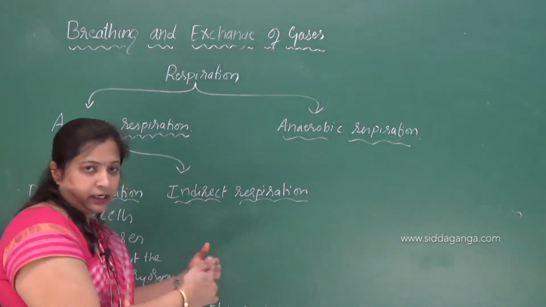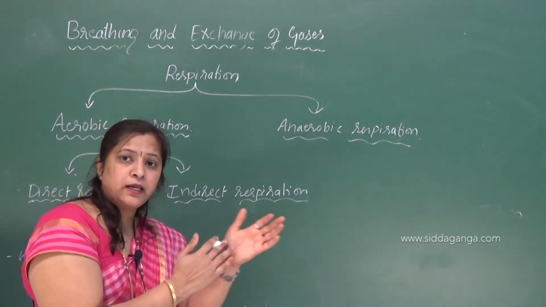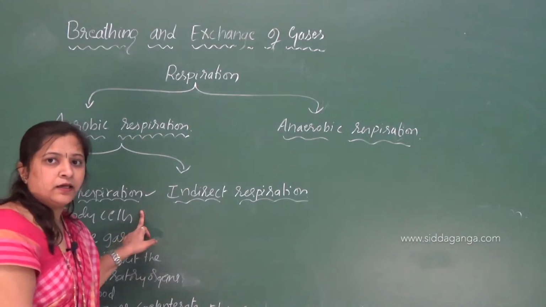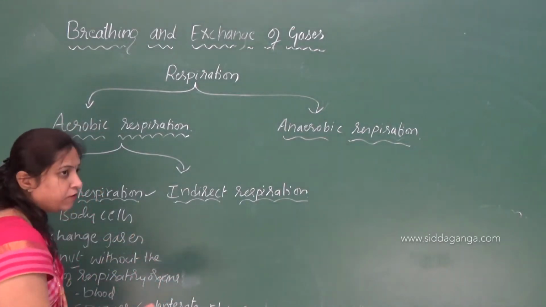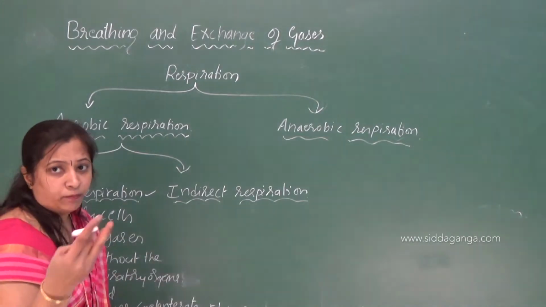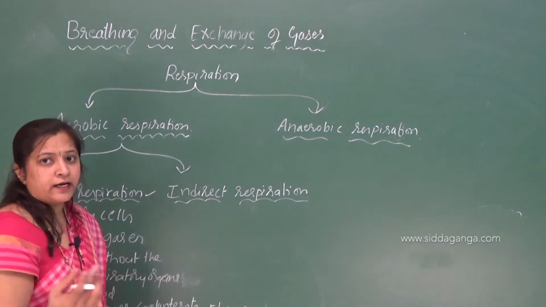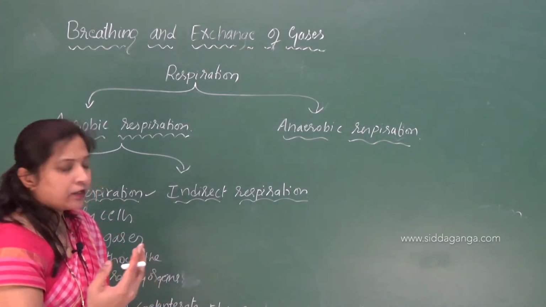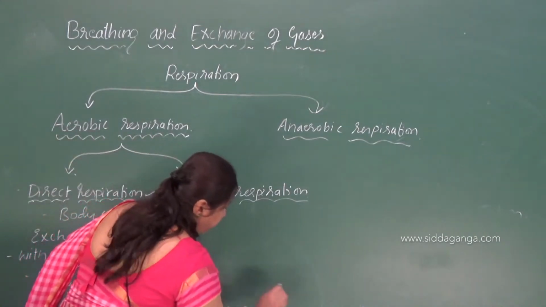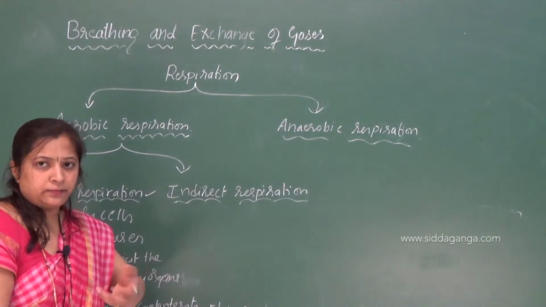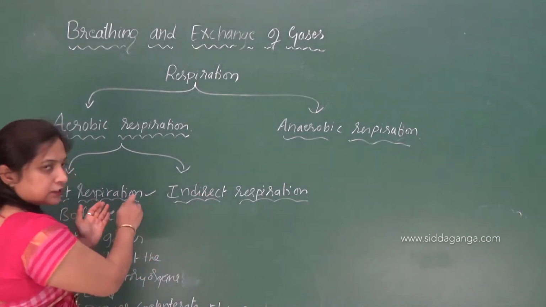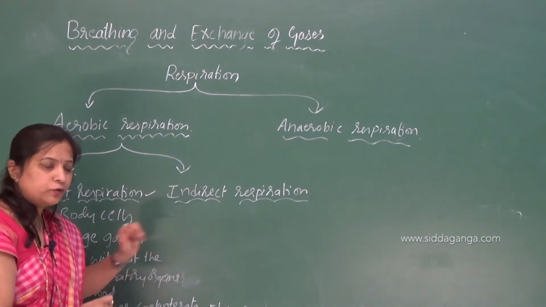As there are no specialized respiratory structures, the exchange of gases occurs directly between the body cells and the environment. So that type of respiration is called what? Direct respiration. We see this in lower animals like sponges, which are included under the phylum Porifera, and the coelenterates, also called cnidarians, that is Hydra, Obelia, Physalia. And flatworms, like Planaria. In these animals there are no specialized respiratory structures, so the exchange of gases takes place directly between the body cells and the environment. This type of respiration is called direct respiration. Understood? Okay.